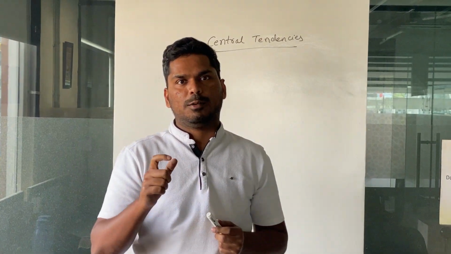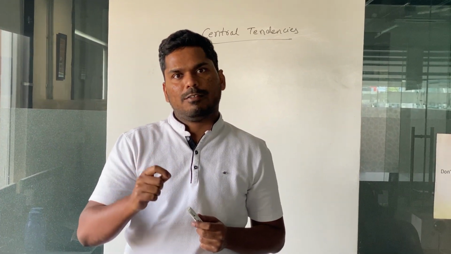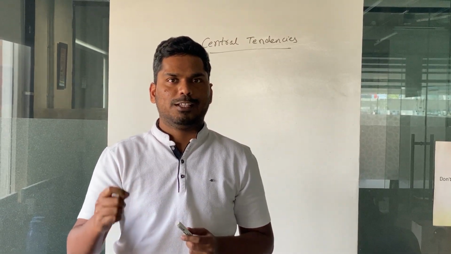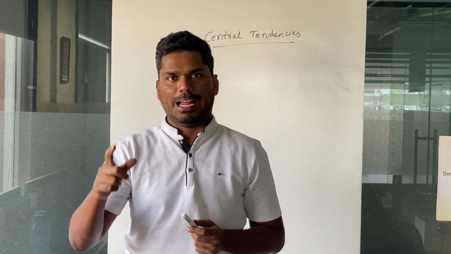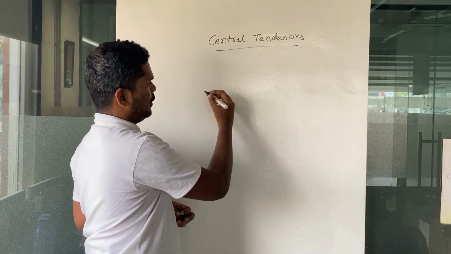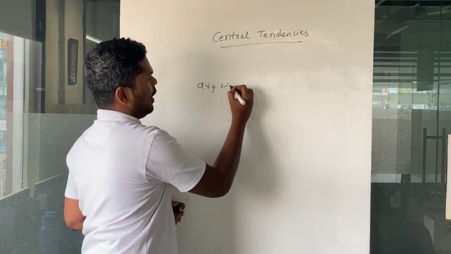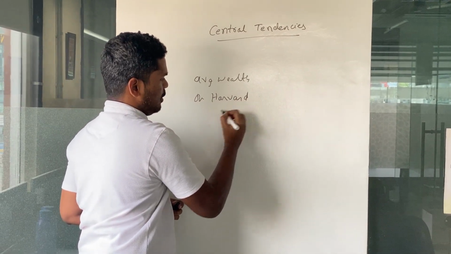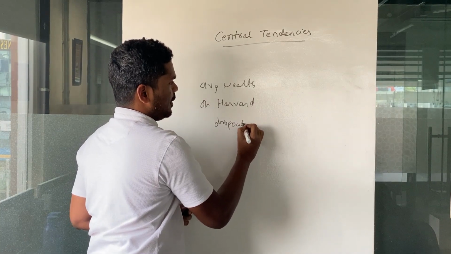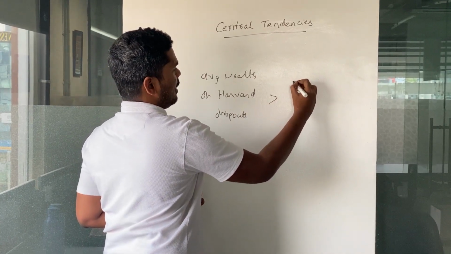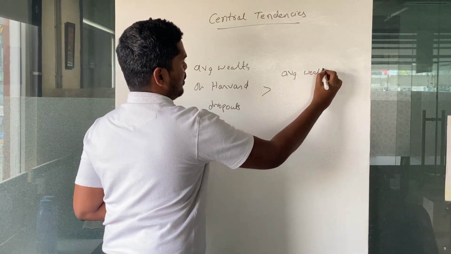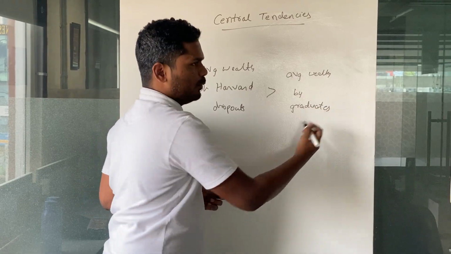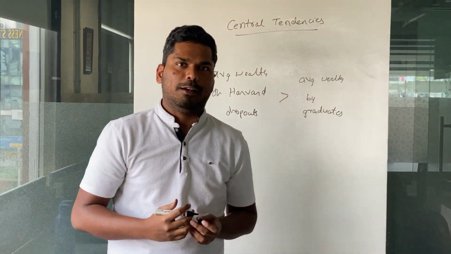Have you ever heard about this statement? The average wealth of Harvard dropouts is much greater than the average wealth of Harvard graduates. Right? I'll write it and show you. Average wealth of Harvard dropouts greater than average wealth of graduates. Ever wondered why? By the way, this is truth. This is a correct statement.